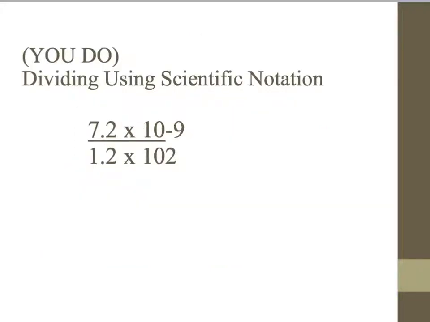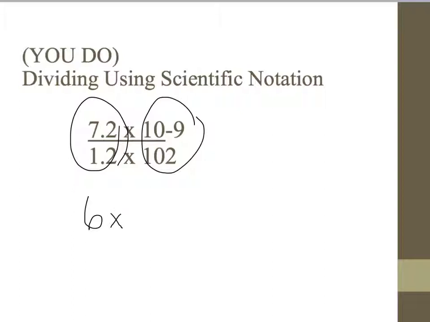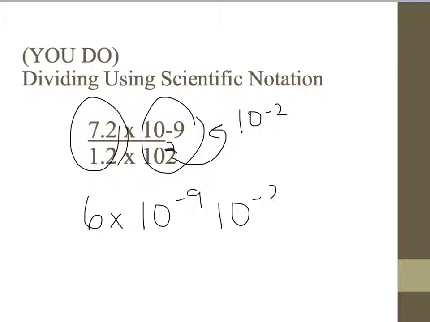Okay, so pause the video for a moment and try this one on your own. Okay, so you should have separated here and here. So 7.2 divided by 1.2 is 6. Okay, this is 10 squared. So if I bring it up to the numerator, it becomes negative. Because it was positive, now it's negative. So I have 6 times 10 to the negative 9, 10 to the negative 2. Okay, so remember when we're adding these, I have 6 times 10 to the negative 11th.